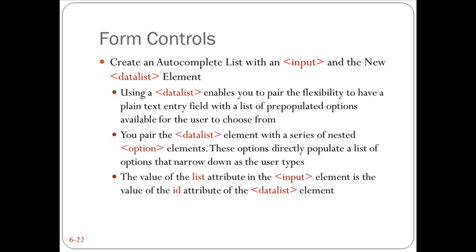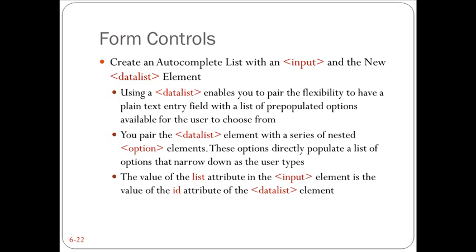We talked about using a data list earlier with the autocomplete. So with any input, you can add in the new data list element. This data list enables you to pair the flexibility to have a plain text entry field with a list of pre-populated options available for the user to choose from. You pair the data list element with a series of nested option elements. Now, you wouldn't have the select element with these, they would just be option elements inside of the data list. So option can be used for the select, as you've seen, and now you're going to see the option element used with a data list.